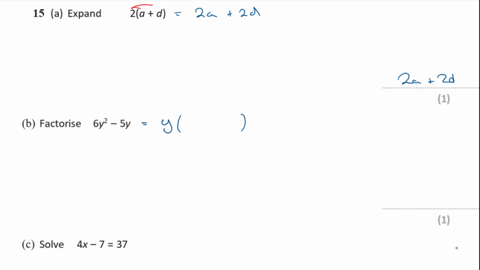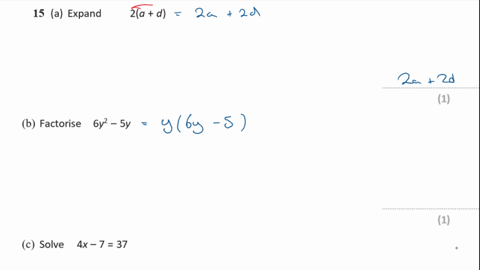Now, y times what is 6y squared? Y times 6y is 6y squared. Y times what is 5y? Y times 5 is 5y. Okay? Now at this point, you might want to just multiply it back out again, just double check you got what you started from, but I'm pretty sure I've got it right.